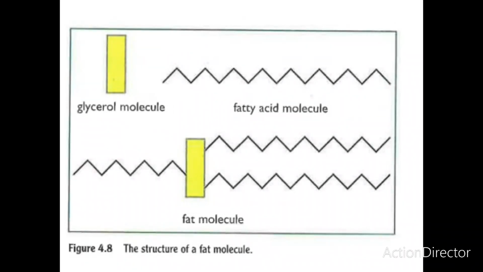In this diagram, we can see the structure of glycerol and the structure of a fatty acid molecule. And we can also see the structure of a fat molecule. And as we have mentioned, a fat molecule or a lipid molecule is made up of glycerol and 3 fatty acid molecules or 3 fatty acid chains. So this is the structure of a lipid molecule.